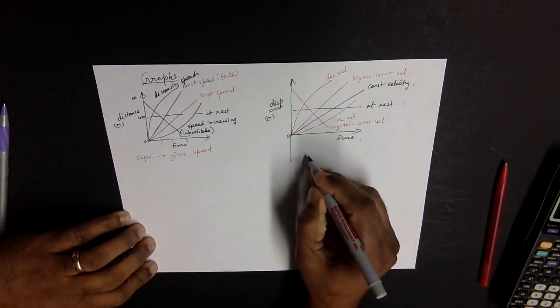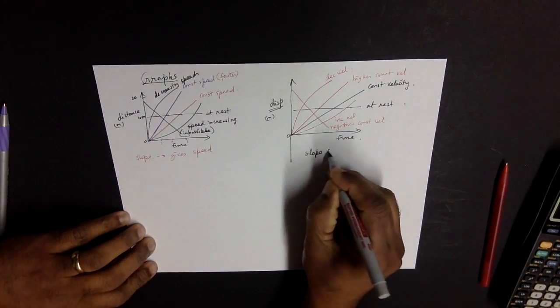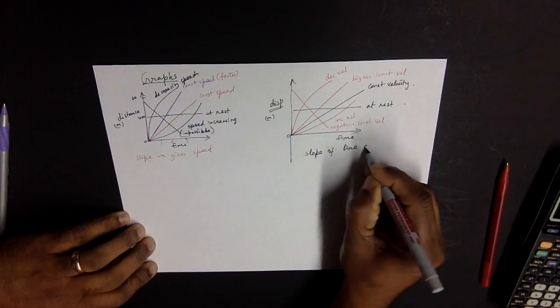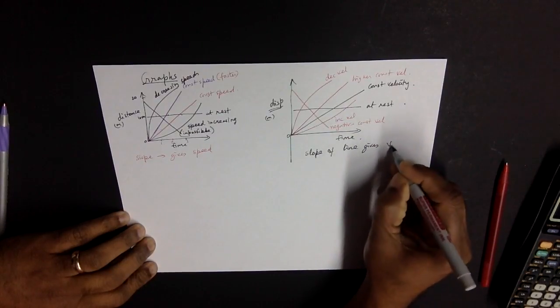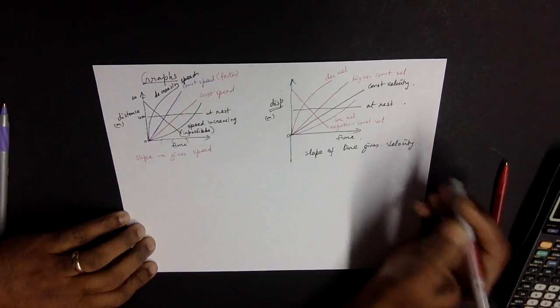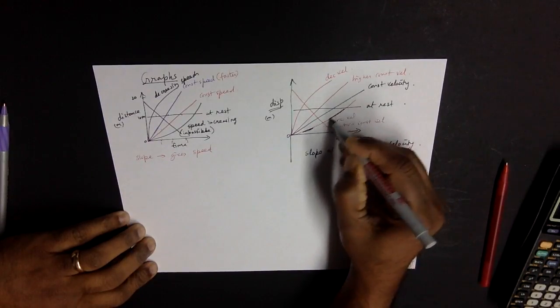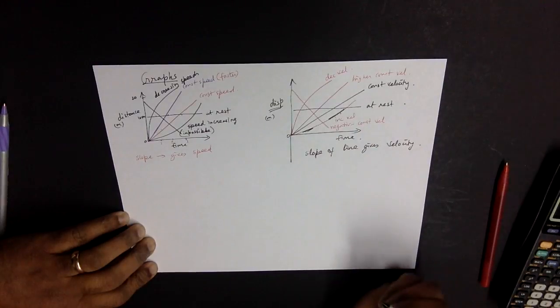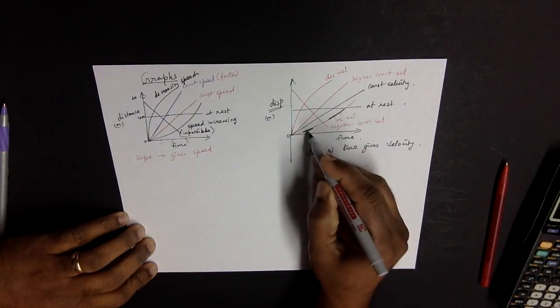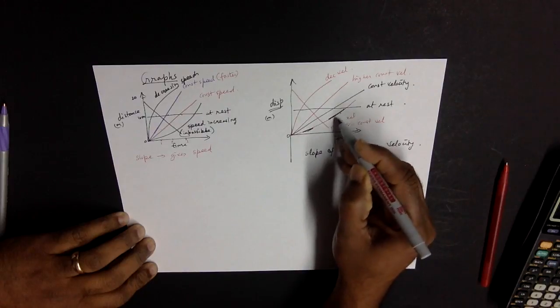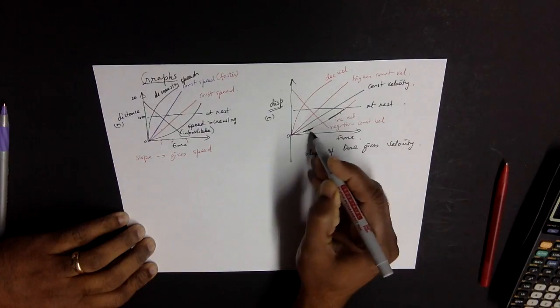So what does the slope of this line give you? Slope of line gives velocity. So over here it's a smaller velocity, and over here it's a higher velocity because the slope is increasing. So the slope is increasing from this point to this point, so definitely this is a higher velocity and this is a lower velocity.